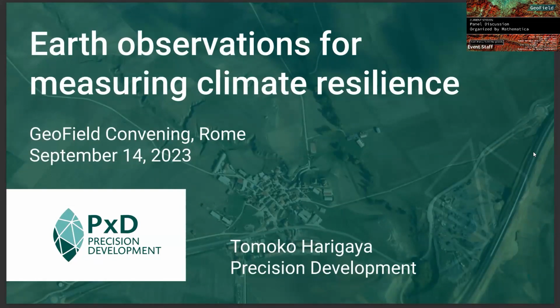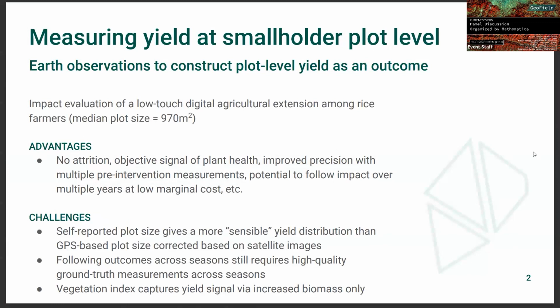Thanks, Tulika. So I will briefly talk about two use cases for Earth observations for impact evaluations. But just as a quick introduction, Precision Development, or PXD, is a nonprofit that uses scientific insights and evidence to design customized services for smallholder farmers. And digital agricultural extension has been a big part of our work. So the first example is a randomized evaluation of one of our digital agricultural advisory services in India, where we are trying to use satellites to construct a measure of rice yield at the smallholder farmer plot level.